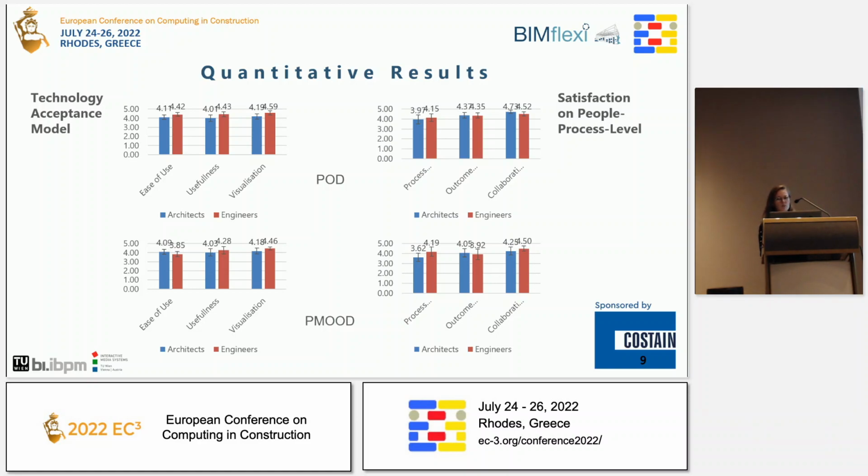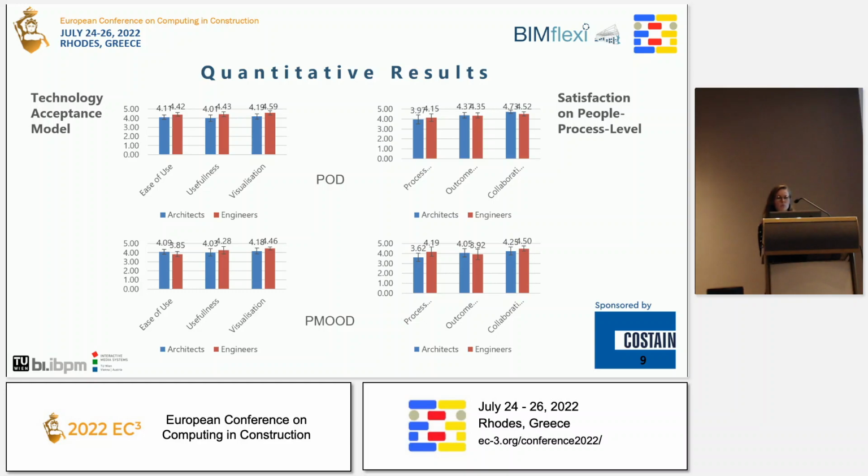And the results are here presented by field in order to interpret the results to the different goals and perspective of the 2 main disciplines, which were architects and engineers. Regarding the technology acceptance model, the engineers ranked the POD tool higher than architects in every subcategory. Visualization is rated highest by both disciplines amongst the subcategories of ease of use, visualization, and usefulness.